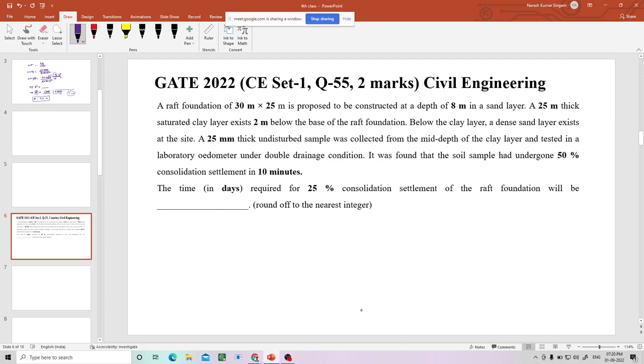A raft foundation of 30 meter by 25 meter is proposed to be constructed at a depth of 8 meter in a sand layer. Okay, that is anyway in the bold letters, no need to underline. A 25 meter thick saturated clay layer exists 2 meter below the base of the raft foundation.